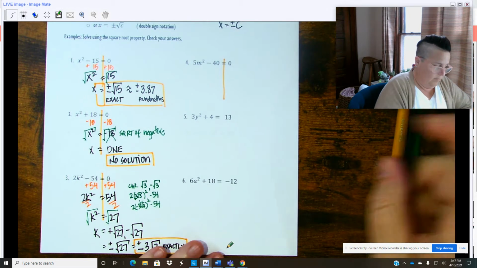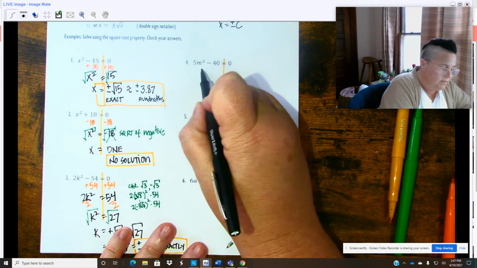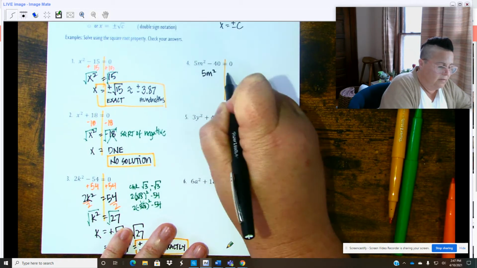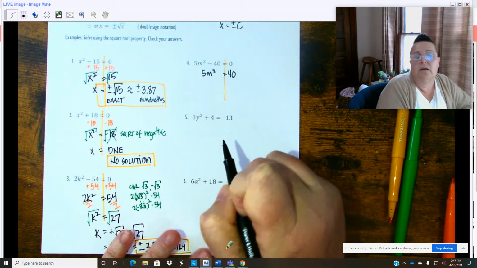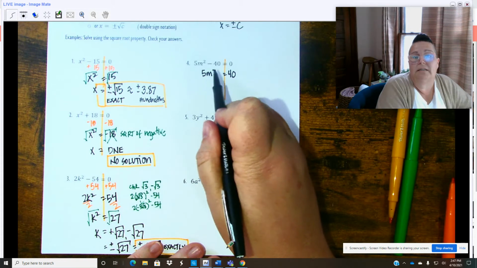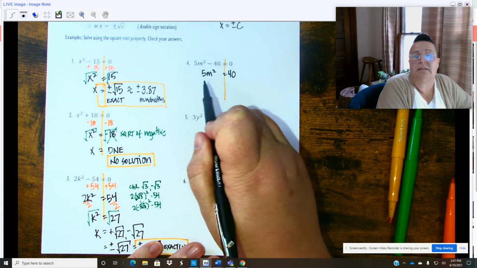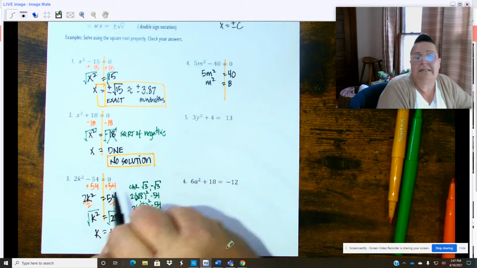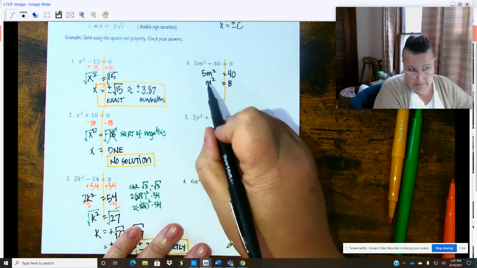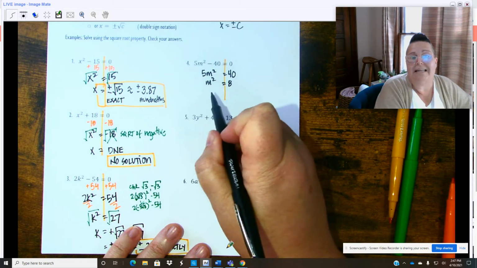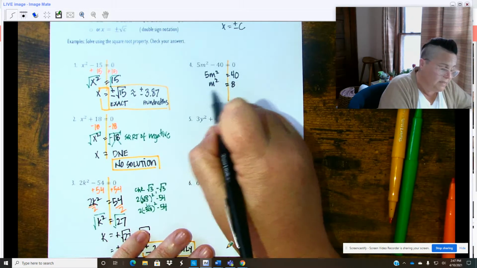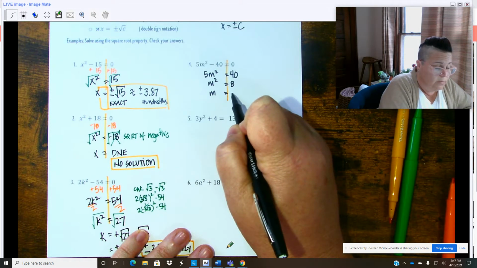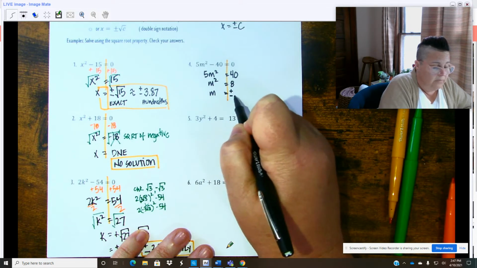Okay, problem number 4. I'm going to add 40 to both sides because I want to isolate the squared part. So 5m squared is equal to 40. I am going to further isolate the m squared by dividing both sides by 5. That's going to leave me with m squared is equal to 8. Now, since I have an m squared equal to 8, I can square root both sides of this equation so that m would be the positive square root of 8 or the negative square root of 8.